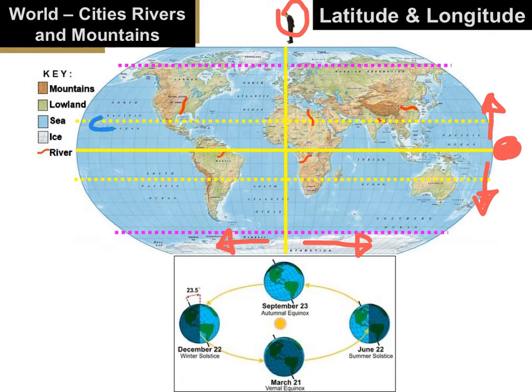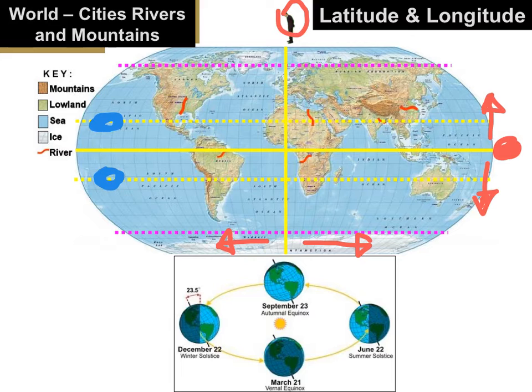We have here the Tropic of Cancer. The Tropic of Cancer, that's the furthest north that the sun will be directly overhead for at least one day of the year. Here we have the Tropic of Capricorn, that's 23.5 degrees south, and that's the furthest south that the sun will be on at least one day directly overhead.